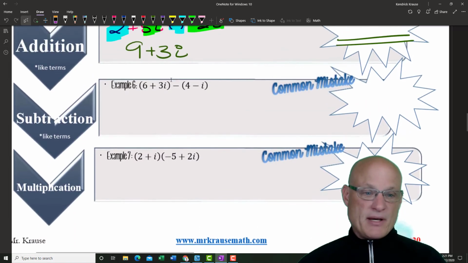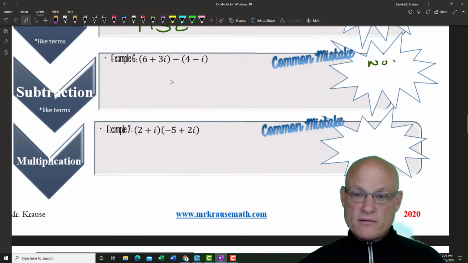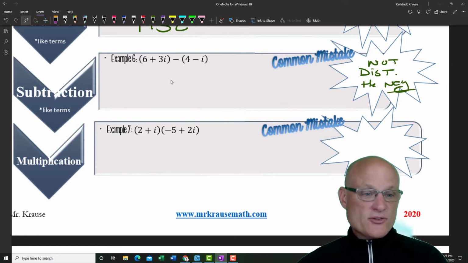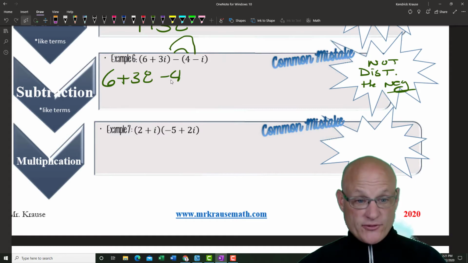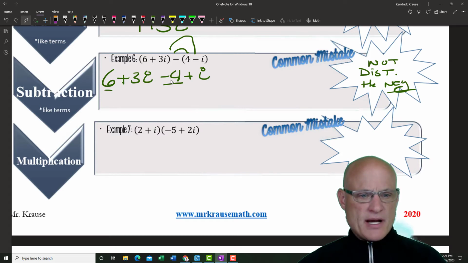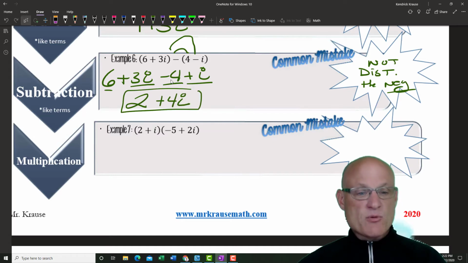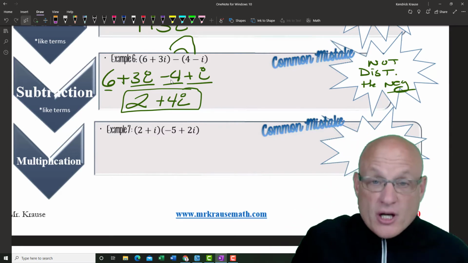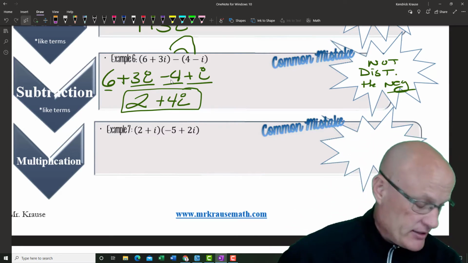Clearly the common mistake made on here is not distributing the negative. So be careful with that negative. So this is going to be 6 plus 3i minus 4 plus i. And then we combine: 6 minus 4 is 2. 3i plus i is plus 4i. And this would be a complex number. Anytime you write a complex number, the real part should come first and the imaginary part should come second. It's just how it works.